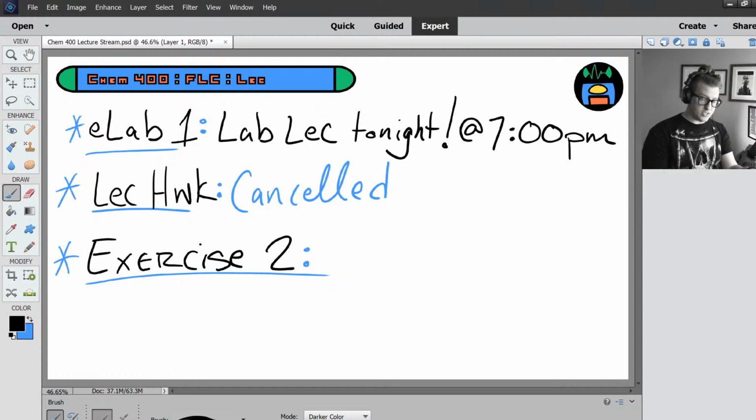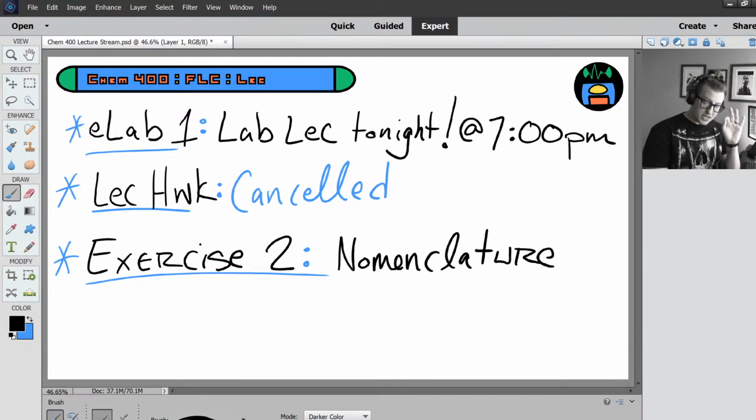And this thing is on nomenclature, which is naming. It's all the stuff we've been talking about in lecture. And I recommend you get a jump on this thing as fast as possible because it is long.